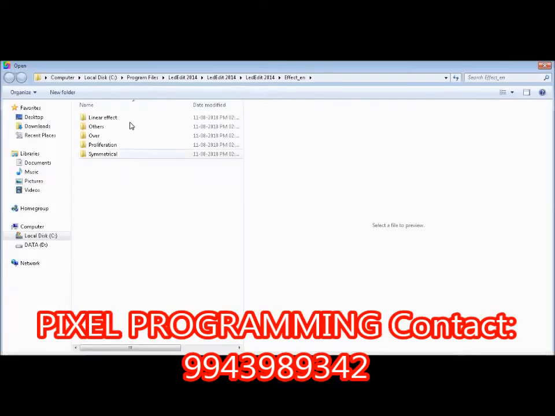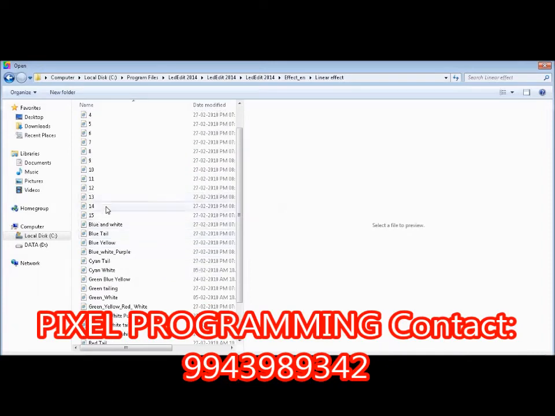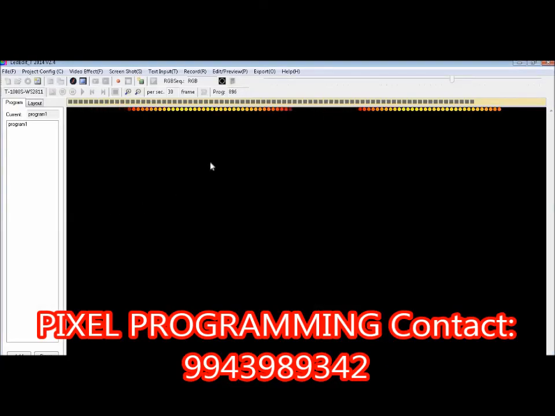Again I am going to linear effect. So selecting this 14th one. This is the double shadow effect. No, yellow and red combination. Okay, I am selecting fast recording.